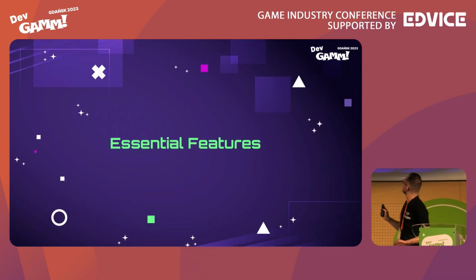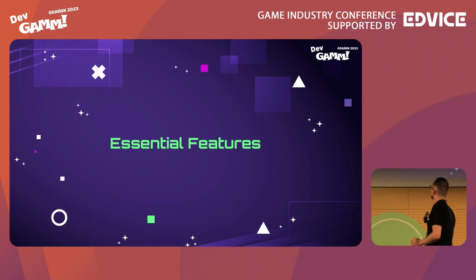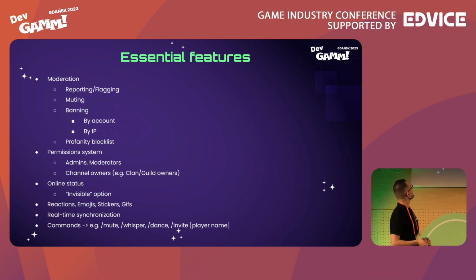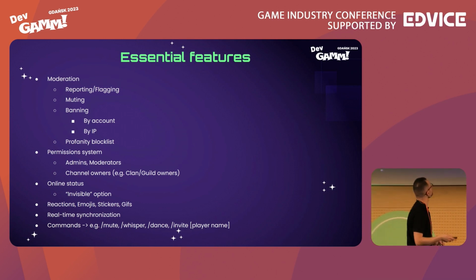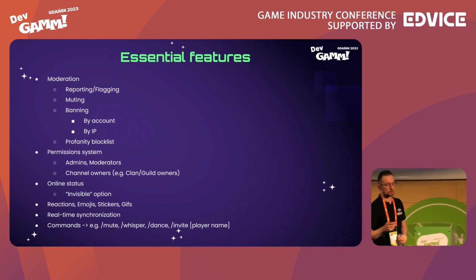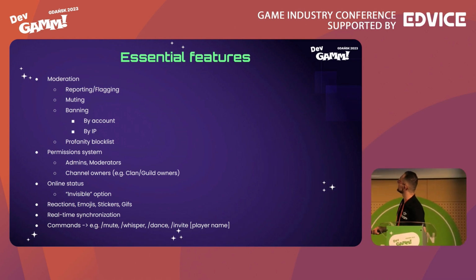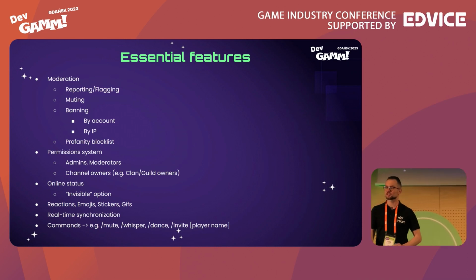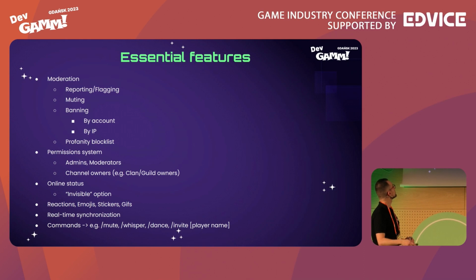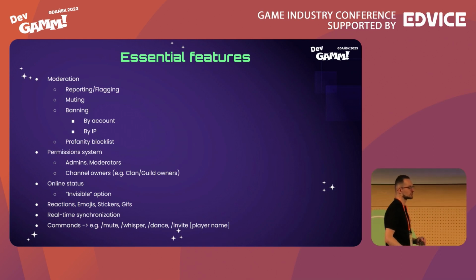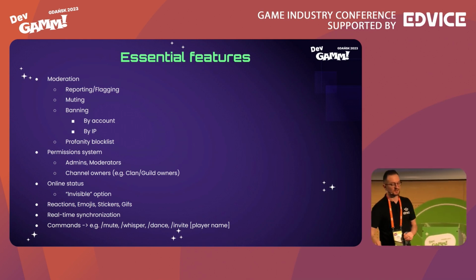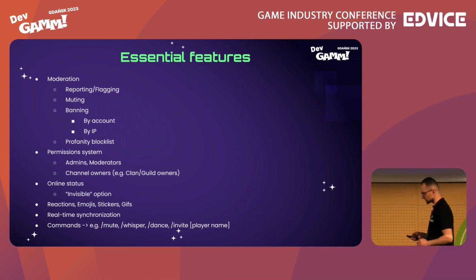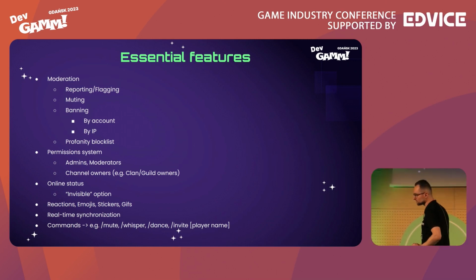Let's quickly go through essential features. You can basically treat it as a checklist whenever you want to have a communication system in your game. So obviously, moderation is the most important. You need to have systems for reporting, for muting, for banning by account. You can also consider banning by IP. This can prevent toxic players from creating new accounts in order to bypass the banned account. This doesn't always work well because not every internet user has a fixed IP, but it still can be very helpful.